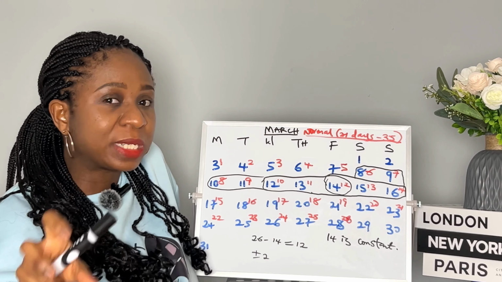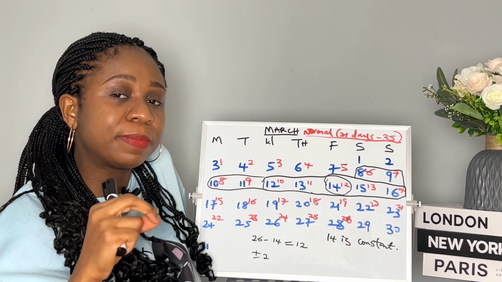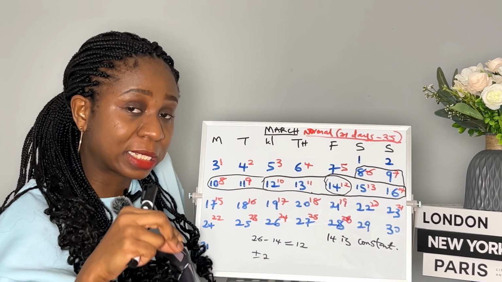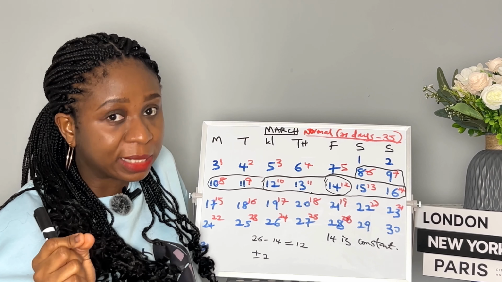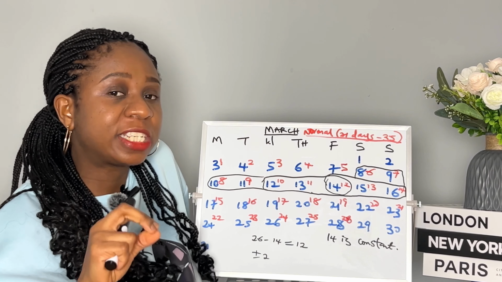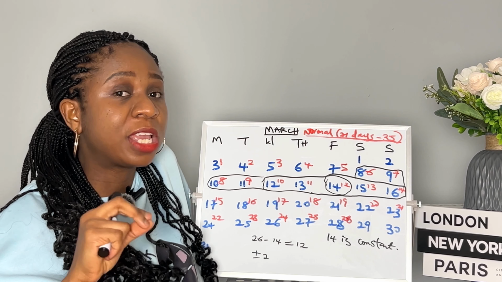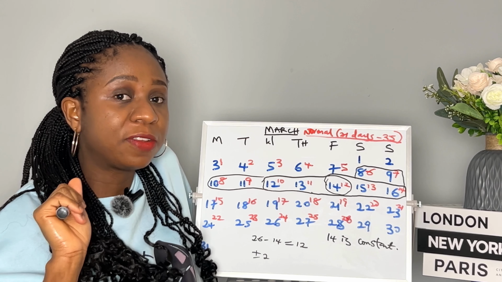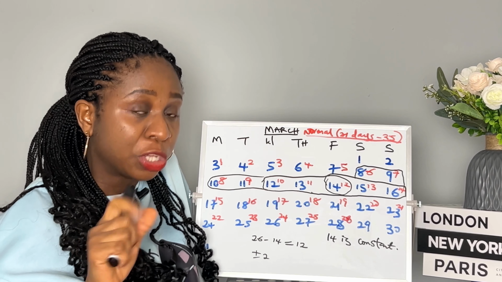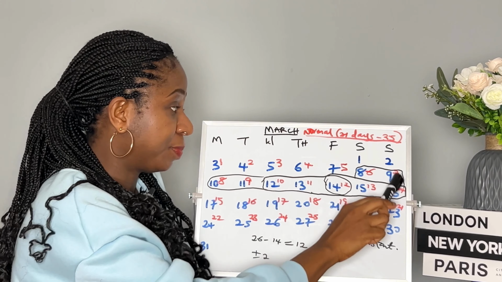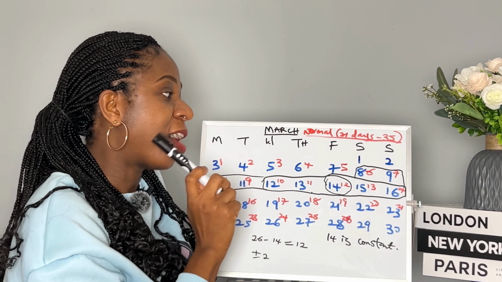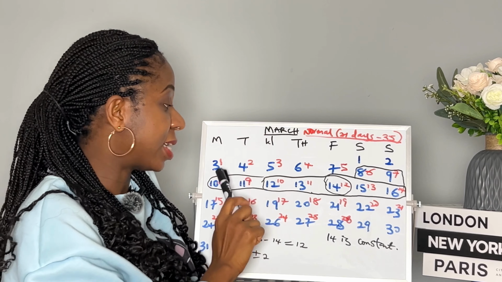So the fertile window basically is when she could possibly have unprotected sex with the opposite sex, and there's a high chance of her getting pregnant if she has unprotected sex with the opposite sex, if there are no underlying fertility issues. So these days circled are possibly her fertile days. She's highly fertile on these days.